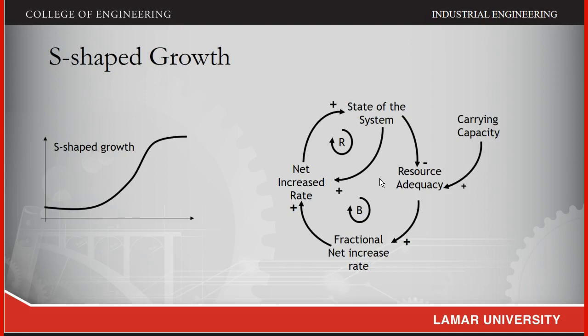Once we have a resource adequacy, if we have more of that adequacy, then we would increase the rate that grows the system. But if eventually that resource adequacy is reduced by the mere fact that the state of the system has grown, then we have a limiting to the growth.